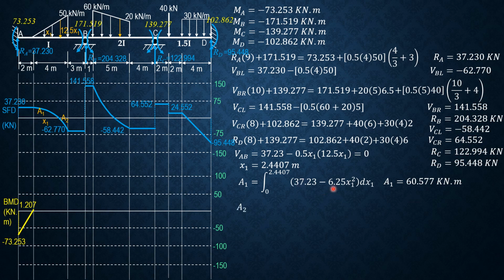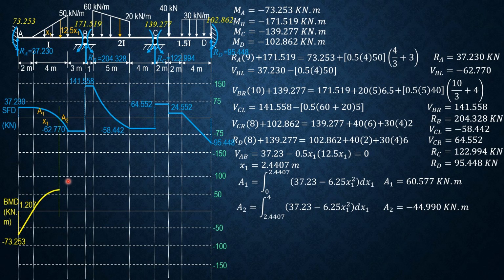Then area 2 is the same integral except the limits are from 2.4407 to 4, because x1 varies from 0 to 4. And it is equal to negative 44.990 kilonewton meter. So 1.207 plus area 1, which is 60.577, and it is positive, decreasing up to this portion.